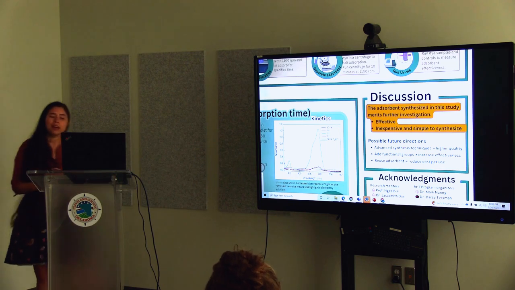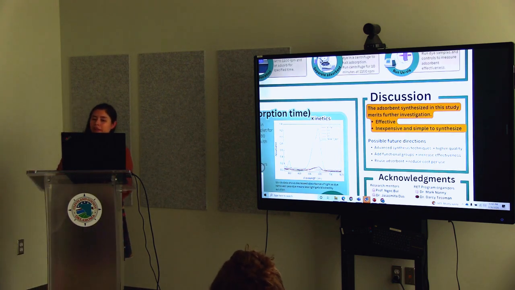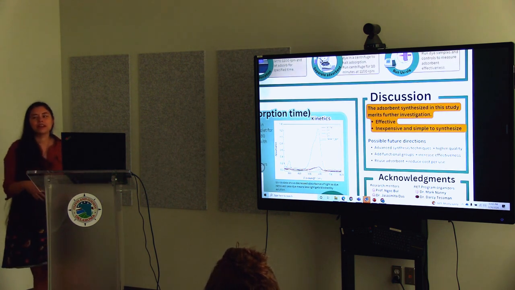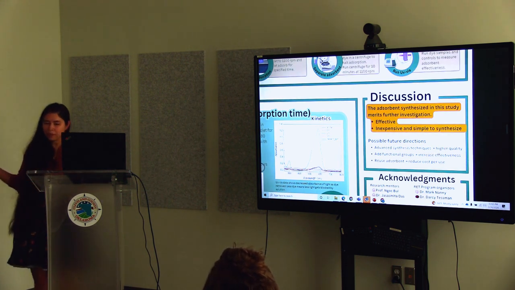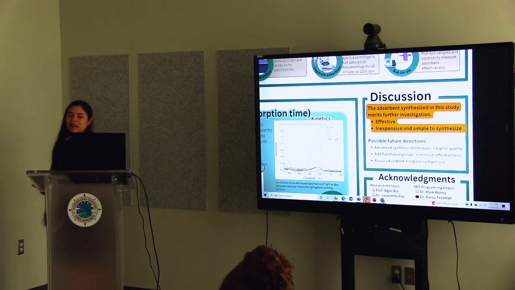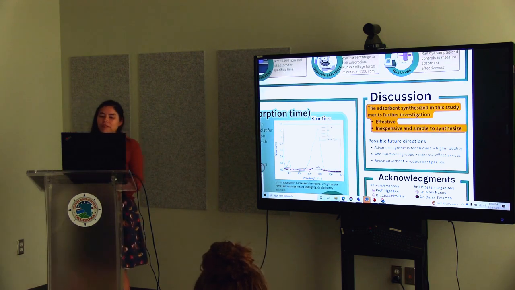And we want to basically reduce cost per use, so maybe looking at a way that we can reuse the adsorbent and how effective that is. Like, when you use your bath towel at home, you probably don't throw it away after one use. So can we reuse these would be one of the big questions for the future.